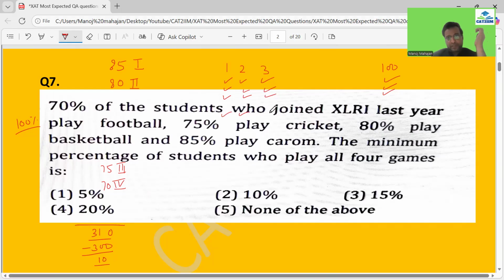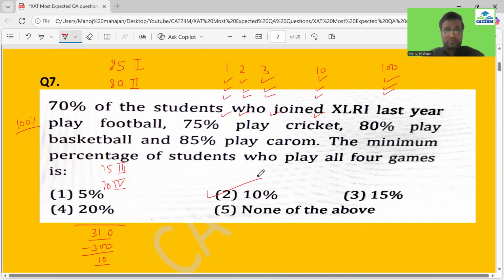So let's say if I distribute again out here till 10, so I can say that the minimum percentage who would be playing all the four games has to be 10%, right? So it's a wonderful way out. Probably, if you know this approach, you can answer such questions with ease.